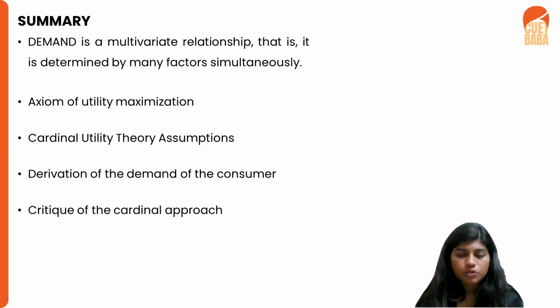So this sums up the whole theory of demand, where we saw the various factors, its graph and its explanation, then the axiom of utility maximization, then the cardinal utility theory assumptions, which were 5 of them, then the derivation of demand and the critique of the cardinal approach.